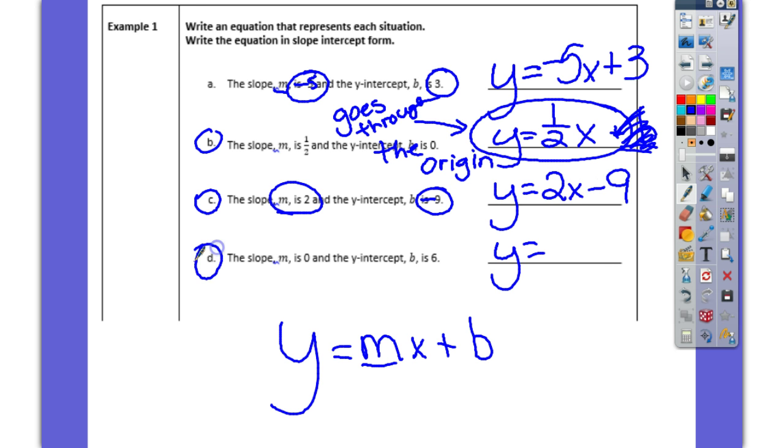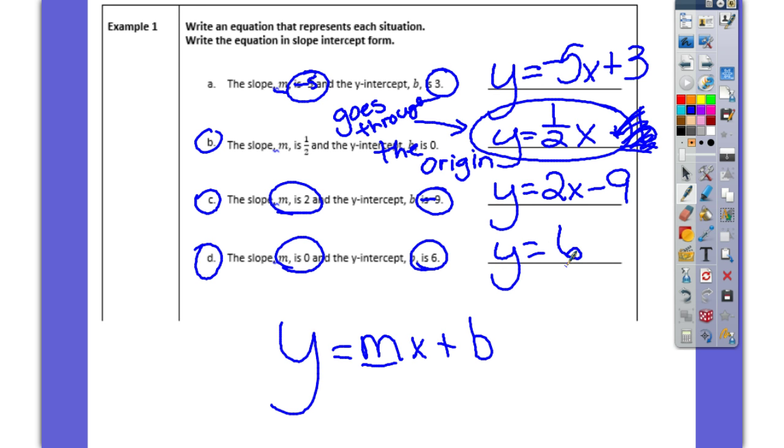How about D? They want the slope is 0. The y-intercept is 6. How do I write that? Y equals 6. Nice. Because we don't write y equals 0x. We don't write 0x. And the y-intercept is a plus 6 or just a 6.